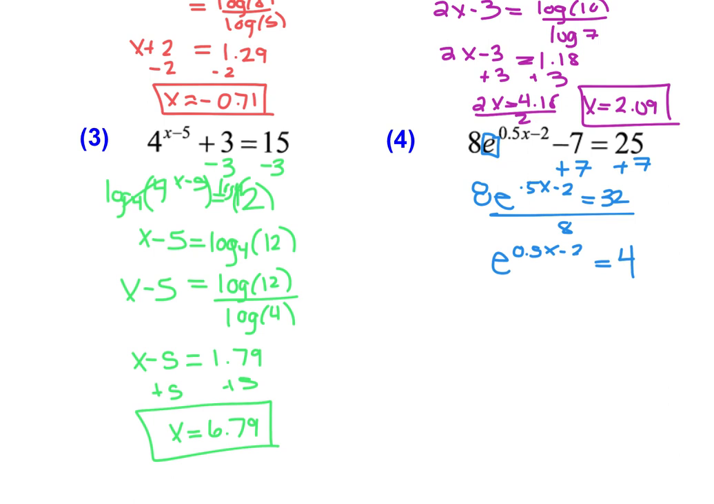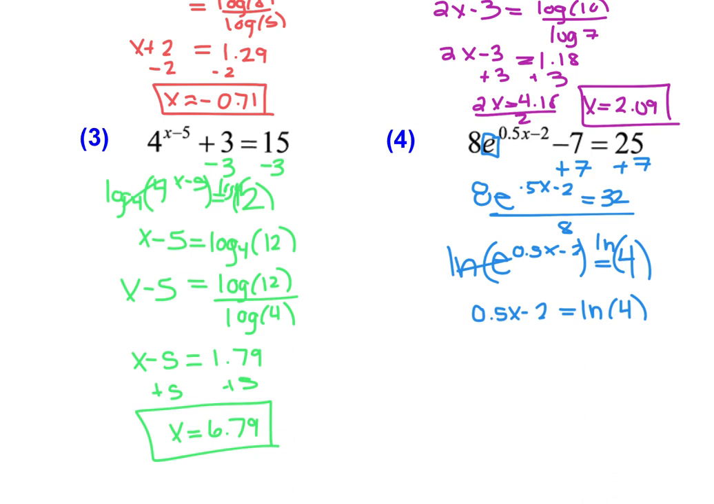Now from here, remember, to undo e, we need to use the natural logarithm because that has a base of e. So we're going to take the natural log of each side. By doing so, the natural log undoes that e there. So I have 0.5x minus 2 is equal to natural log of 4. What's really nice here is I don't have to use the change of base formula because I can calculate natural log of 4 on my calculator.